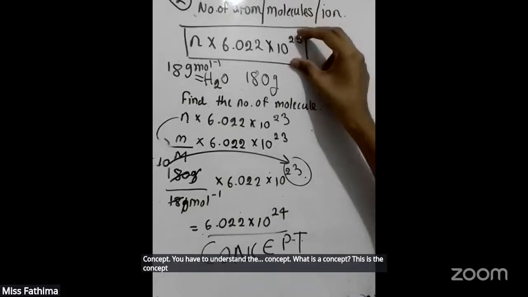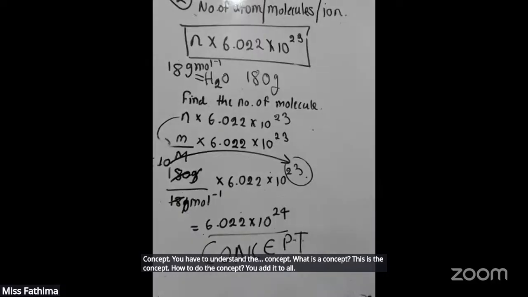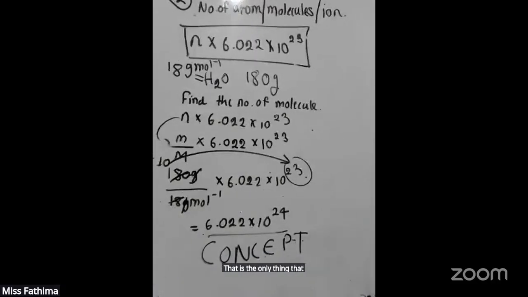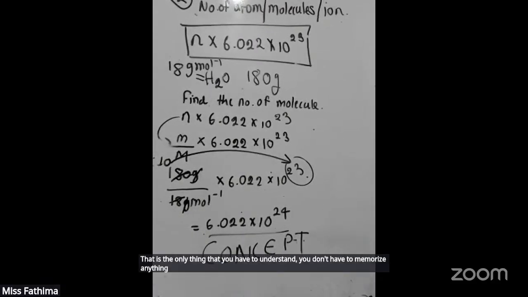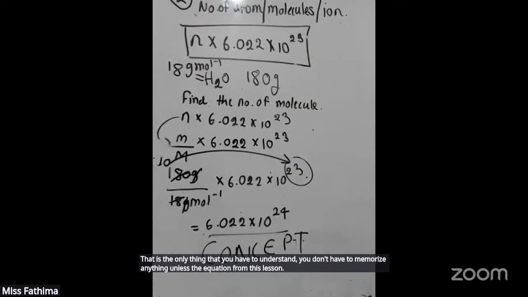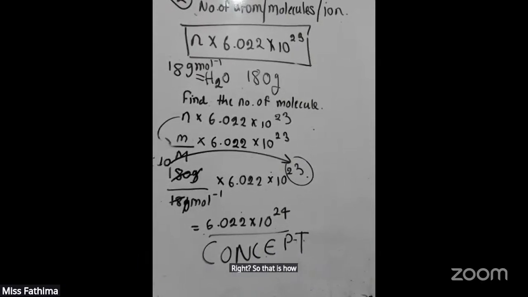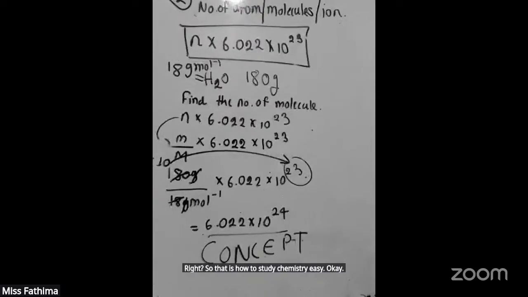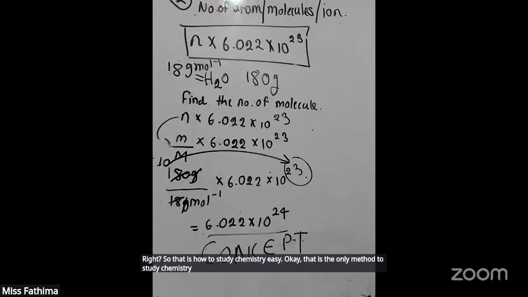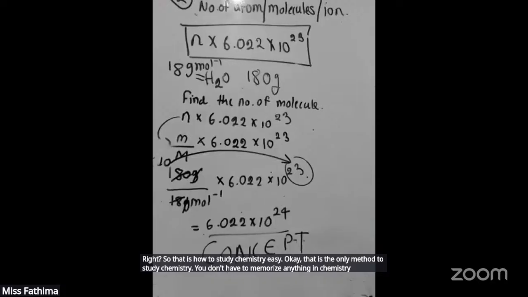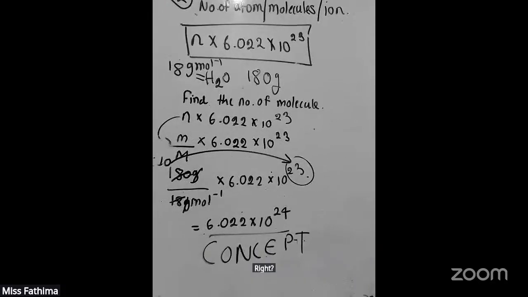How to do the concept? You apply it to all the questions. That is the only thing you have to understand. You don't have to memorize anything except the equation from this lesson. Right? So that is how to study chemistry easily. That is the only method to study chemistry. You don't have to memorize anything in chemistry. It's not like bio. You have to understand how it works and then you apply it to the question.